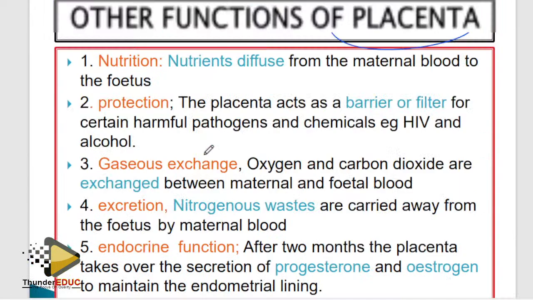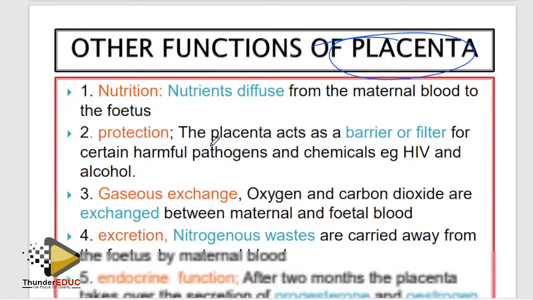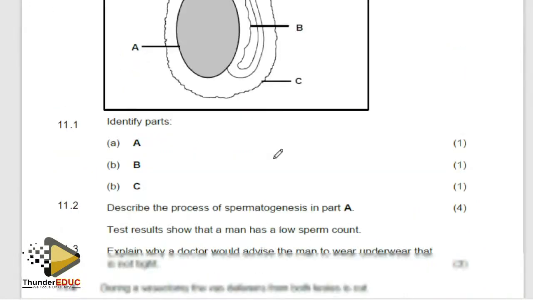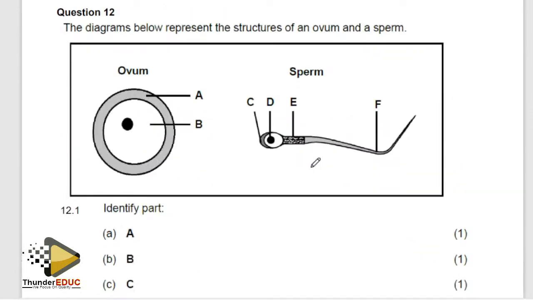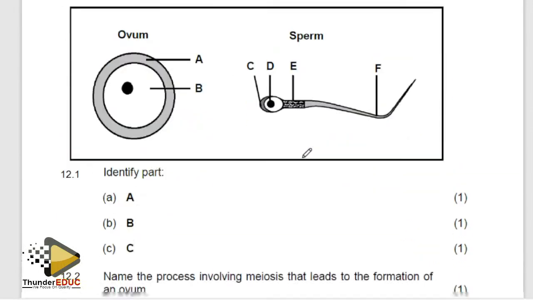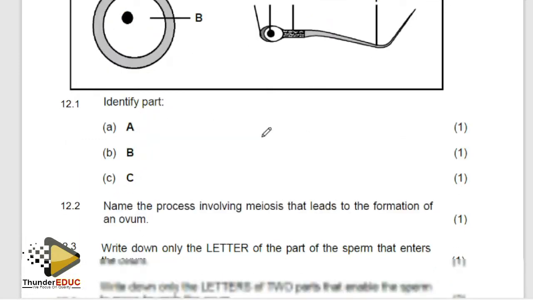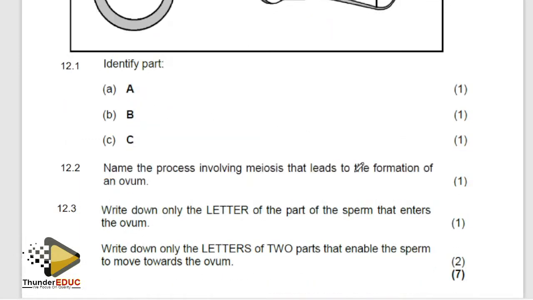You require one full hour to discuss this, to read reproduction. Let me show you the questions now. I'm not going to waste too much time. I'm just going to highlight. So we talked about this. Identify the part and process involved in the formation of the ovum, or genesis.